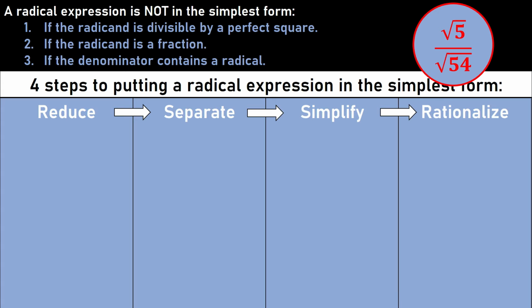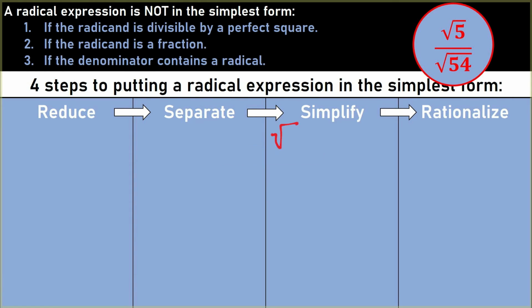All right, so the first thing I want to try to do is reduce. So I want to find the greatest common factor of 5 and 54. But the only number that goes into 5 and 54 evenly is the number 1. So we can't reduce at this point. Next step, separate. Our problem is already separated. We don't have one radical sign with a fraction underneath. We have a radical sign in the numerator and a radical sign in the denominator. So we can skip reducing and we can skip separating. Now we're moving on to the simplify step.